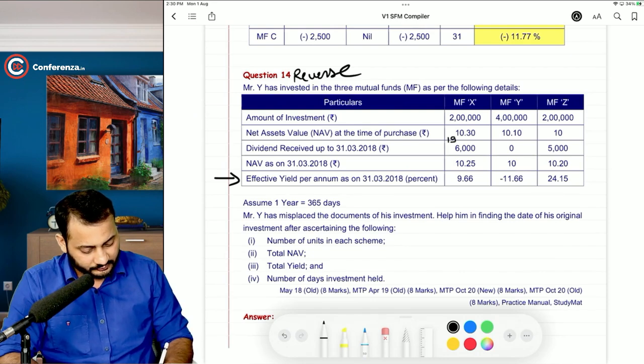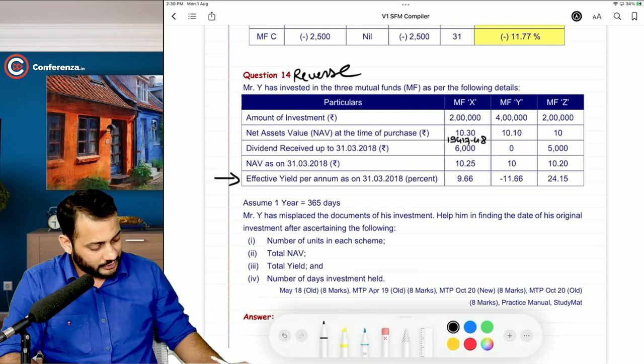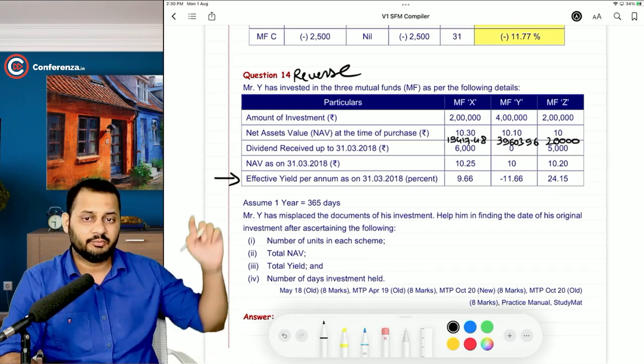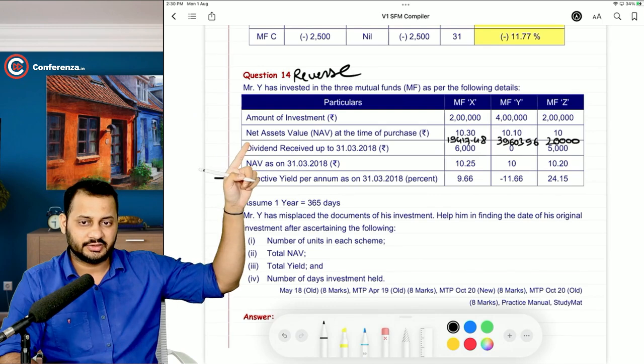19417.48, then 4 lakh divided by 10.10, 39603.96, and this will be 20,000. Okay, these are the number of units that has been purchased.